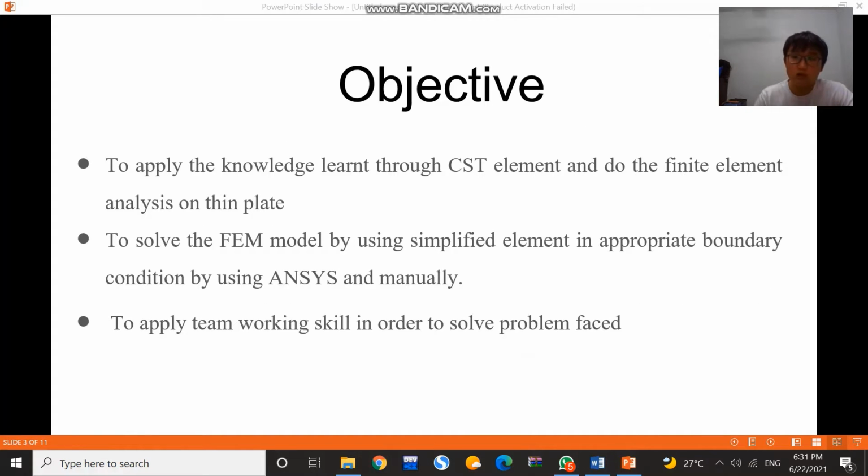Our objective of this group project is to apply the knowledge learned about the CST element and then do the finite element analysis on the thin plate. Second, to solve the FEM model by using simplified elements with appropriate boundary conditions, using ANSYS and manually. Lastly, to apply teamwork skills in order to solve the problems faced.